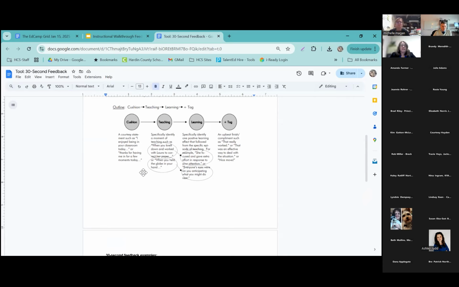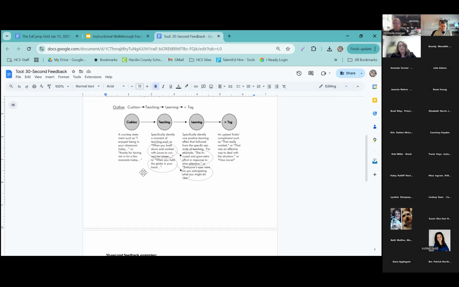And then you're going to find something specific that they were doing or teaching that led to a student outcome of learning. So, when you knelt down and worked with Laura to correct her paper, she focused and gave extra effort in response to your attention. So you have to make a direct connection: when this happened, it caused this. You're essentially writing a cause-effect statement.